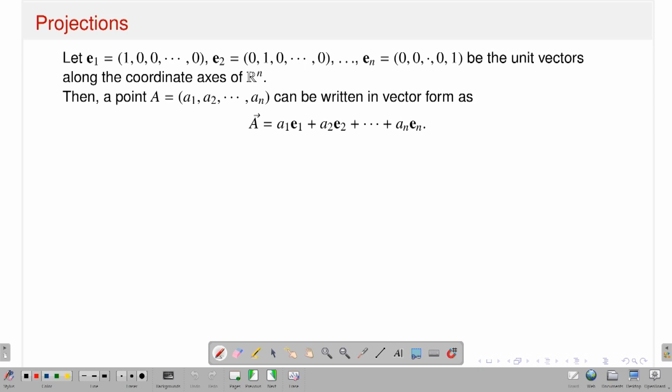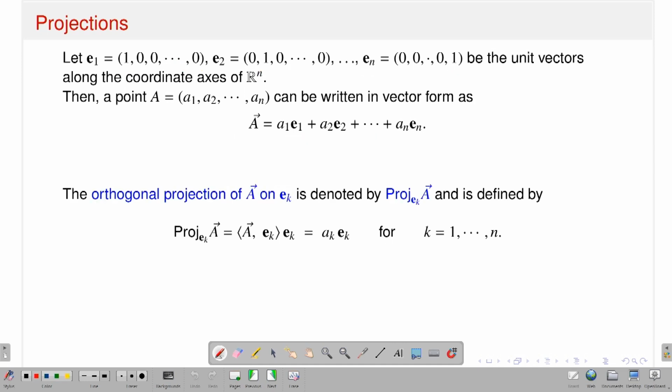or projection on a unit vector. Let E1 be the vector whose first component is 1, with all remaining components 0. E2 has the second component 1, and all other components are 0. En has the nth component 1, and all other components are 0. These are the unit vectors along the coordinate axes of Rn. Then the point A, with components A1, A2, ..., An, can be written in vector form like this: A1 E1 plus A2 E2 plus ... plus An En.